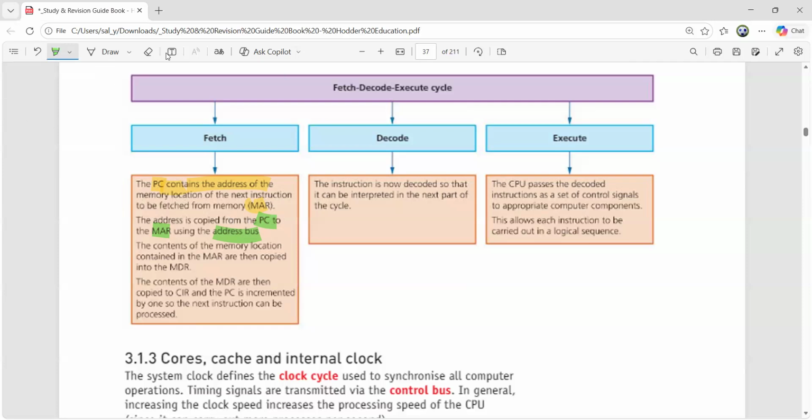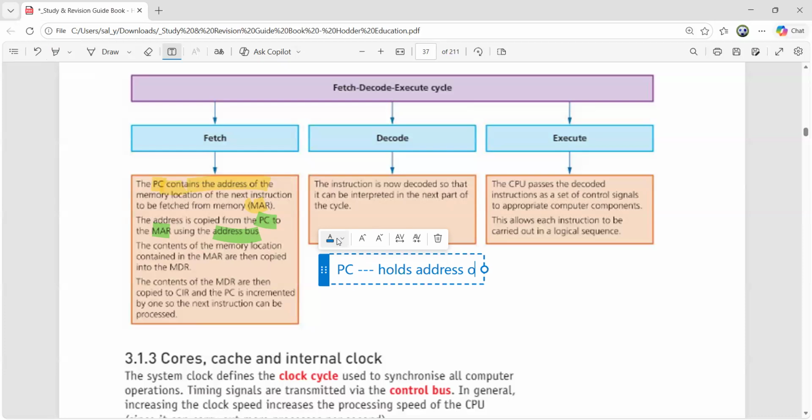Now let me make it simpler for you. If I put it in the same order as is written here, first thing is PC is holding the address of the next instruction. I hope that is clear. Holds address of the next instruction. This is something very, very important. Just remember the keyword next instruction. If you're not mentioning the words next instruction, then that might result in you losing your mark completely. From PC, it's moved to MAR.